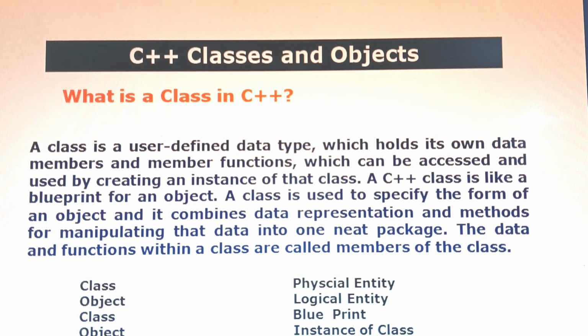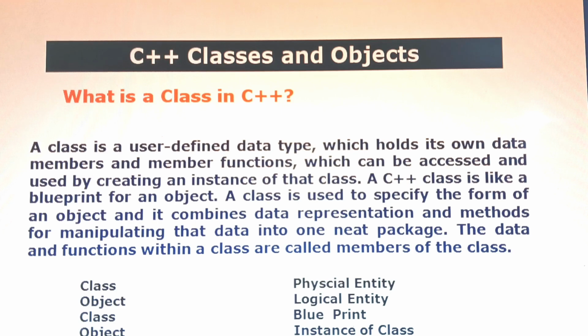What is a class in C++? A class is a user-defined data type which holds its own data members and member functions, but it can be accessed and used by creating an instance of that class. Okay, class is a blueprint for an object. It is a sketch of object. A class is used to specify the form of an object, and it combines data representation and methods for manipulating that data into one package.